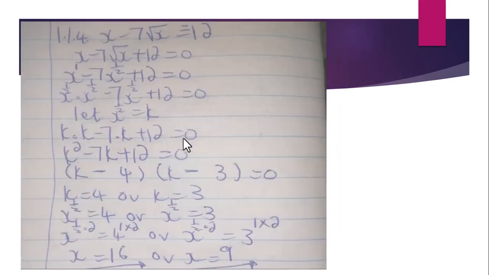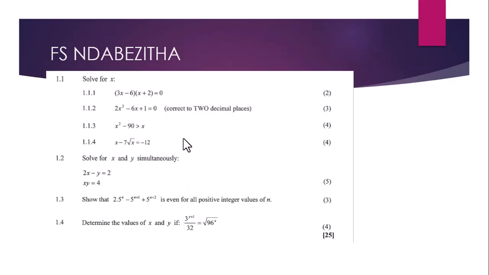And then I went to 1.4. But let me just show you what 1.4 was saying, because it was the last question that we had. Determine the values of x and y if 3 to the exponent of x plus 1 divided by 32 equals the square root of 96 to the exponent of x. With my level 3 in mathematics, I don't think I can do this, but I can try. Try is the best thing ever you can do.